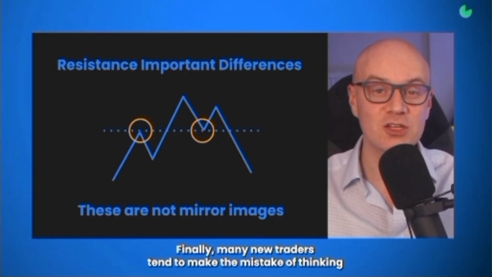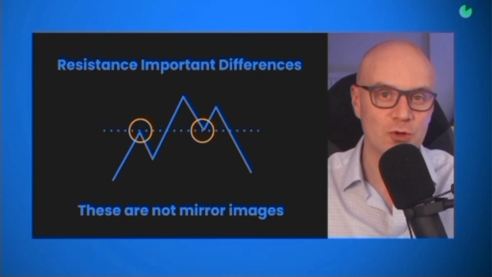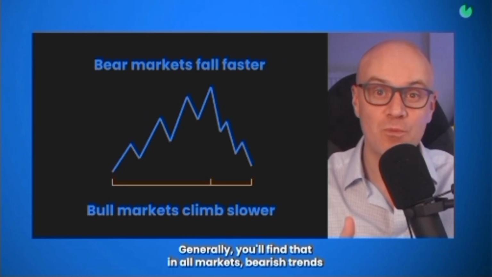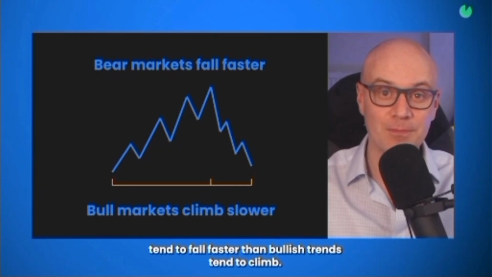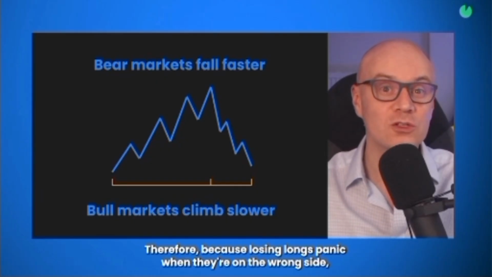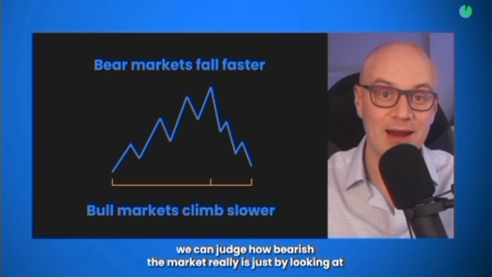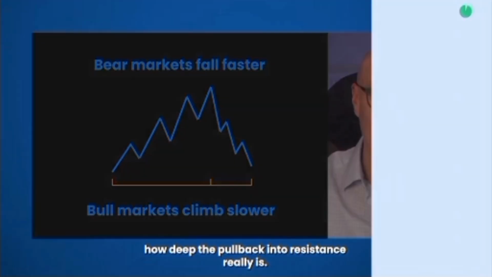Finally, many new traders tend to make the mistake of thinking resistance is just the exact opposite of support. This isn't quite true. Generally, you'll find that in all markets, bearish trends tend to fall faster than bullish trends tend to climb. Therefore, because losing longs panic when they're on the wrong side, we can judge how bearish the market really is just by looking at how deep the pullback into resistance really is.